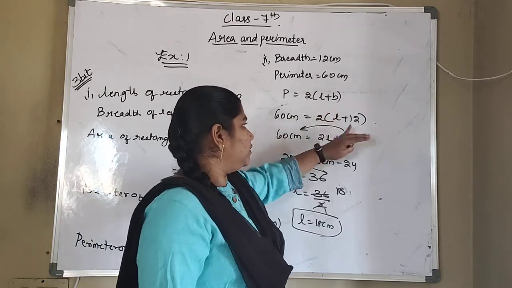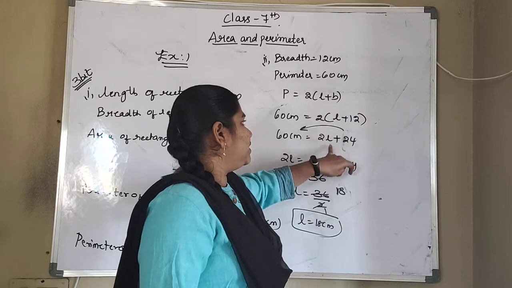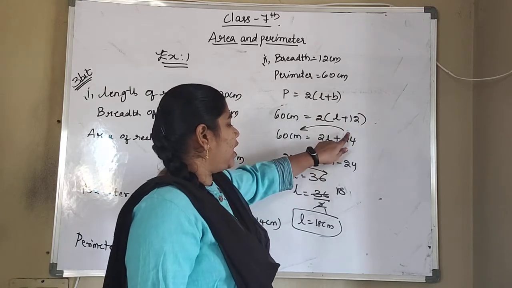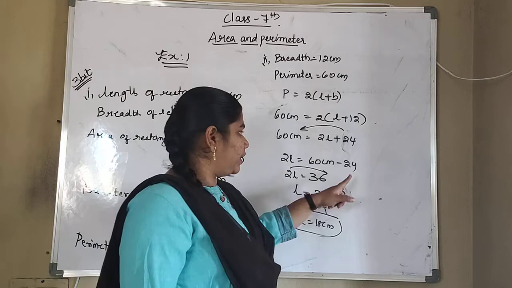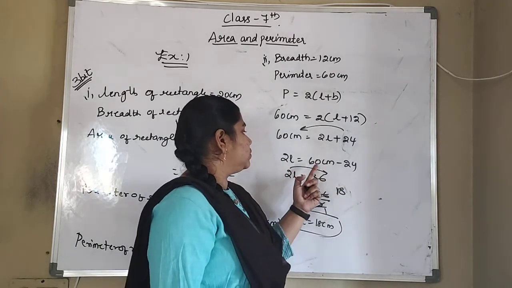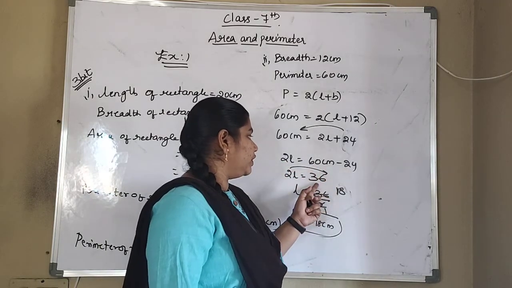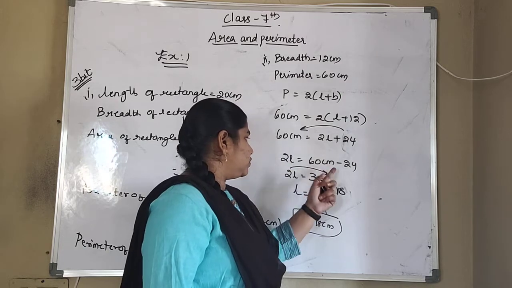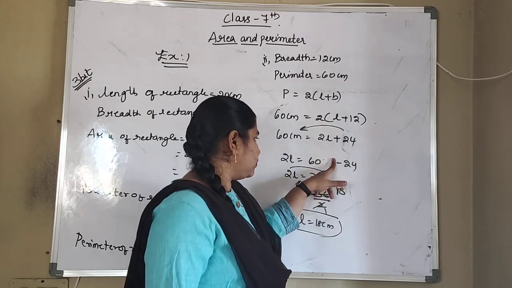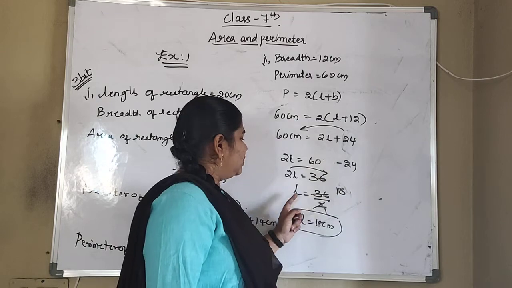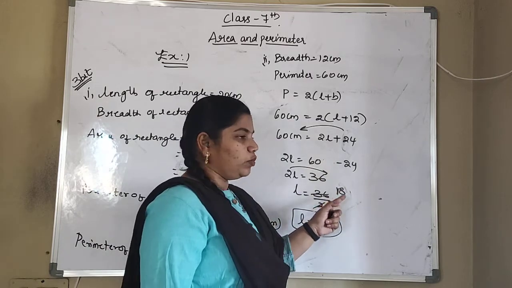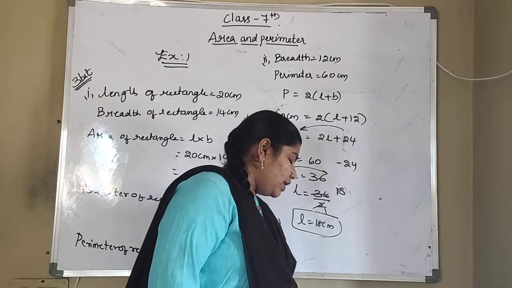Just I have multiplied the terms, 2 into L is 2L plus 2 twelves is 24. Here I have transposed 24 to this side, so it became minus. So 2L is equal to 60 centimeters minus 24, that will be 36. Transpose this 2 to the other side. So L is equal to 36 by 2, 2 ones are 2, 2 nines are 18. So the length value you got is 18.